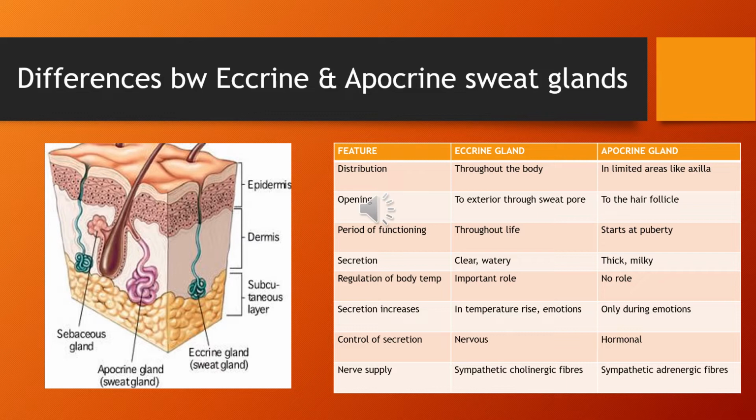The secretion of eccrine glands increases with rise in temperature and emotional situations, whereas apocrine gland secretion increases only during emotional conditions. The secretion from eccrine gland is under nervous control, and that from apocrine gland is under hormonal control. The nerve supply to eccrine gland is sympathetic cholinergic fibers, and that to the apocrine gland is sympathetic adrenergic fibers.